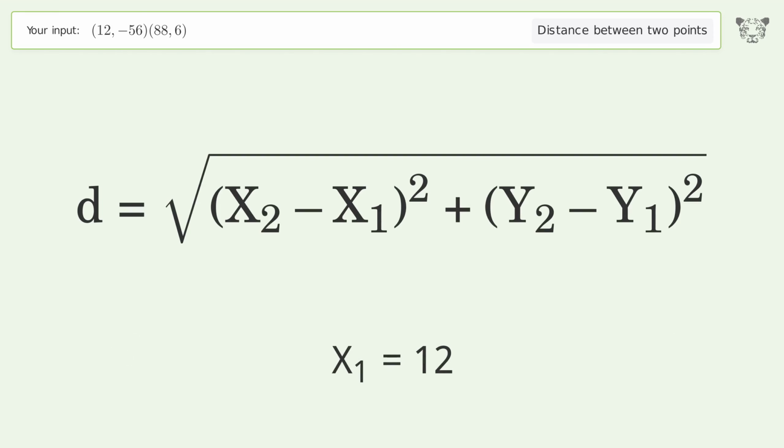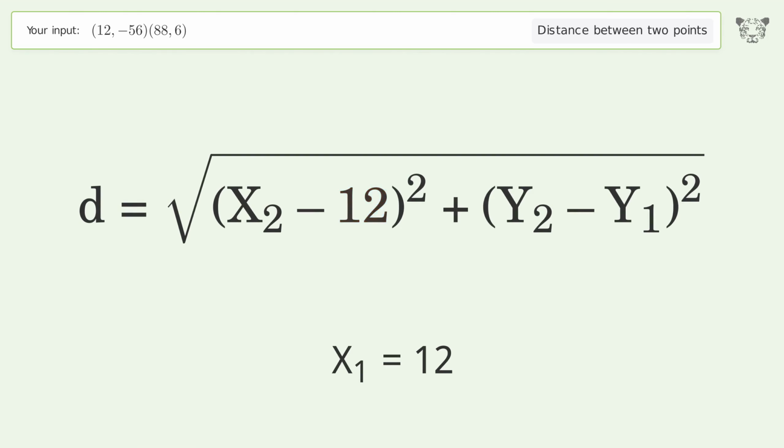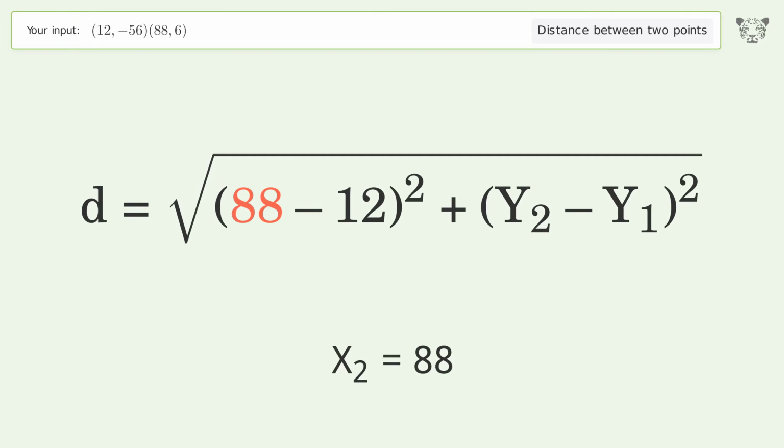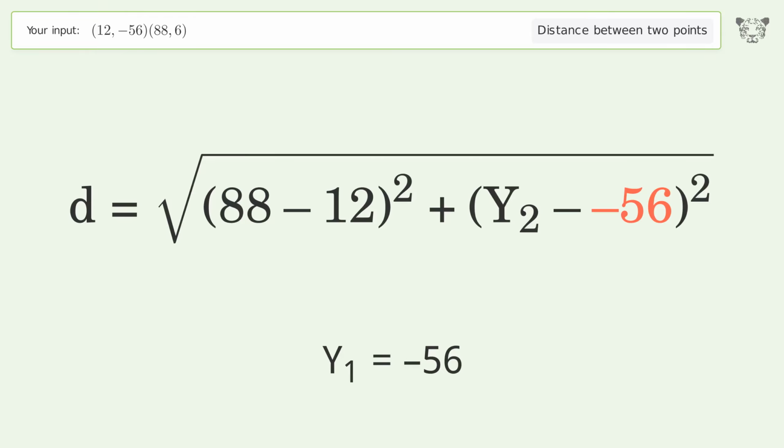x1 equals 12. x2 equals 88. y1 equals negative 56. y2 equals 6.